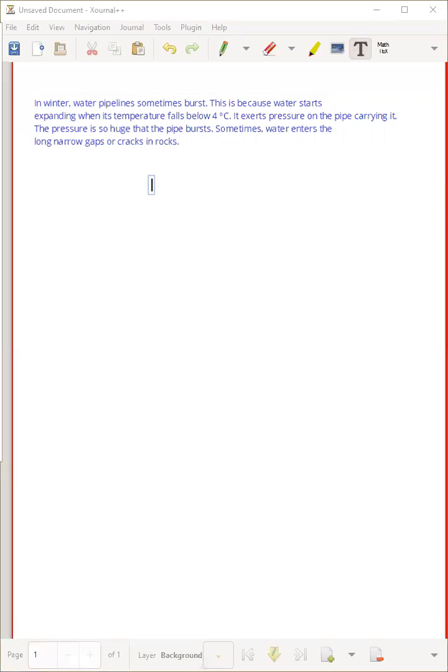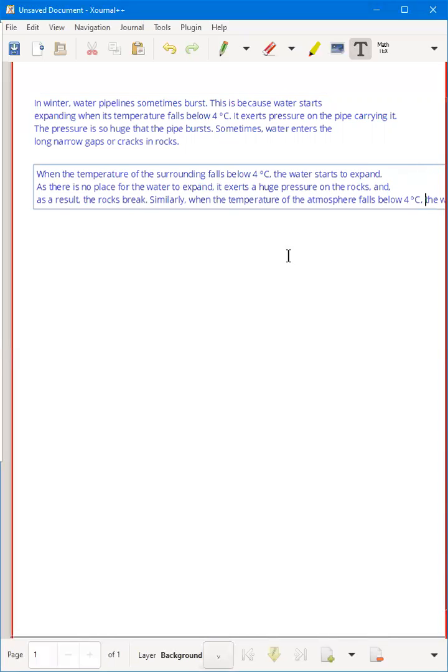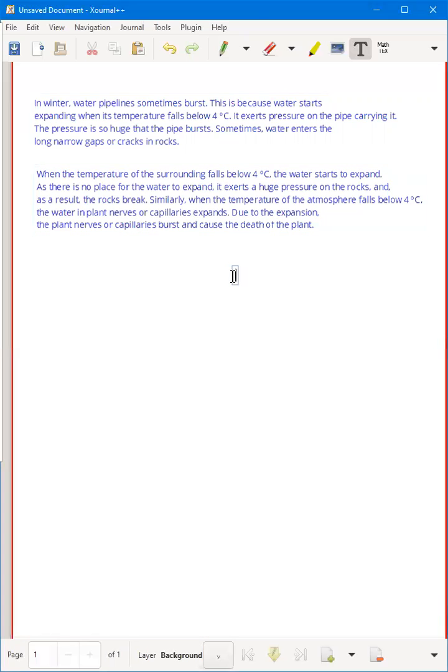Even a lot of plants sometimes burst because of this same concept. As it becomes colder and colder, the capillaries carrying water have no place to go, and the plant capillaries can burst and cause death to the plants. Please copy these notes down.